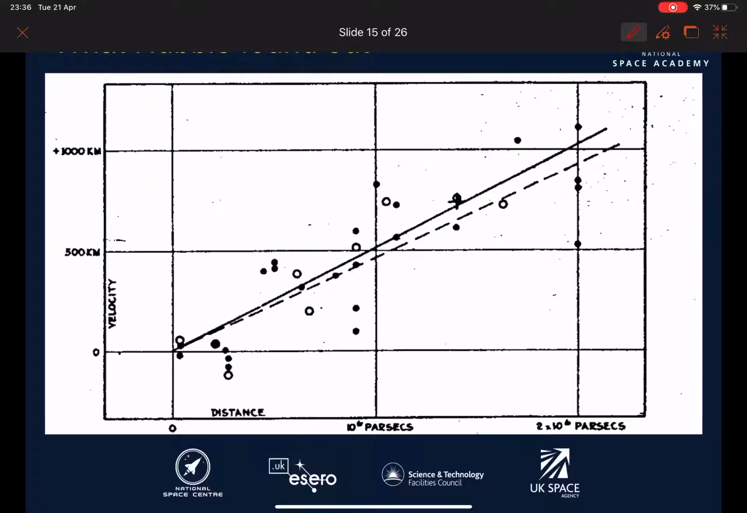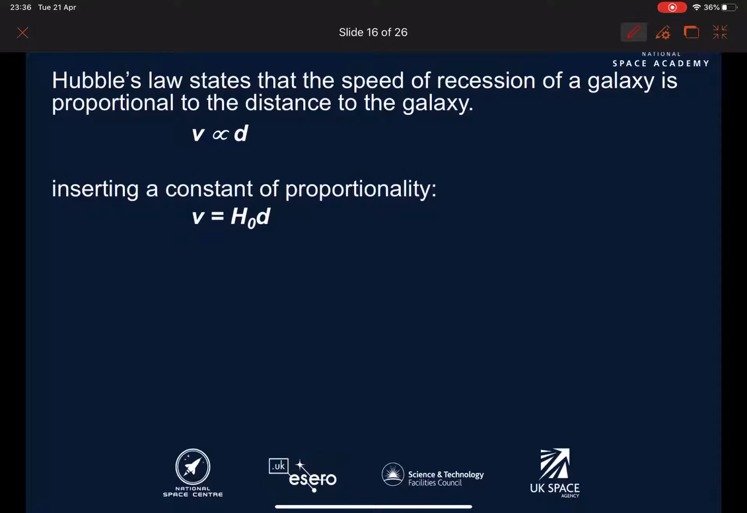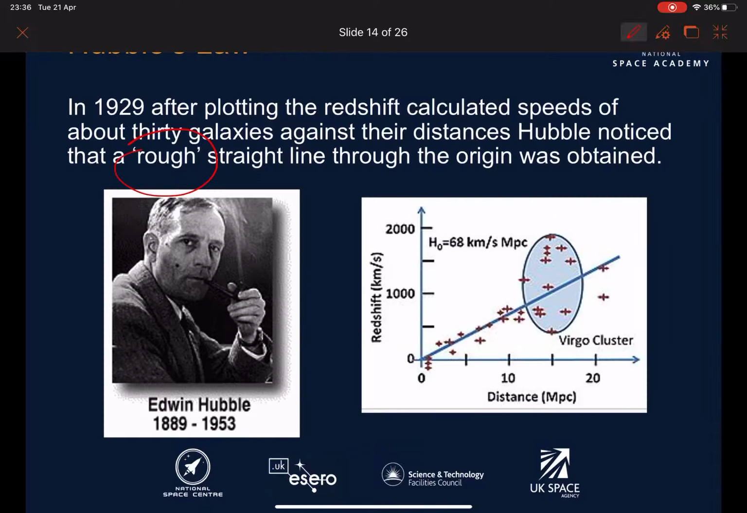There's some more data on that similar graph. So what Hubble's law says in words is that the speed of recession of a galaxy is proportional to the distance to the galaxy. So with any proportionality, we can make that an equation by putting a constant in. The constant that links the speed and the distance is now known as the Hubble constant. Let's just flick back. It would be the gradient of that graph.